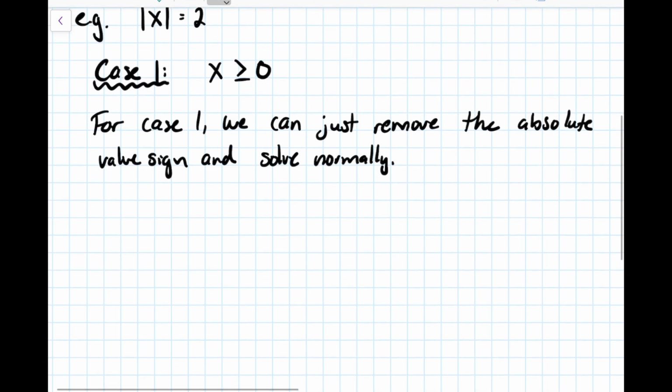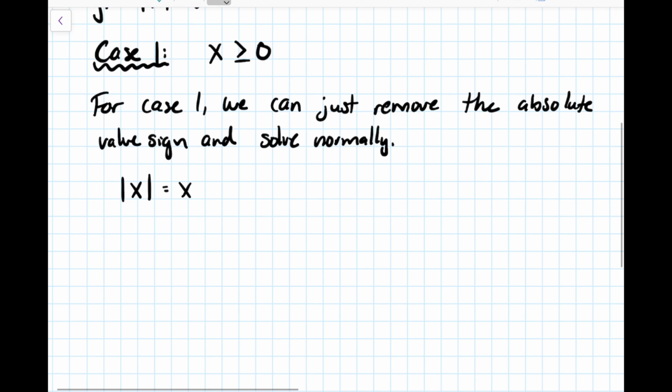So in this case, the absolute value of x is just going to be x, right? Because whatever is in there we're saying is bigger than 0, so the absolute value won't do anything. So if we have the absolute value of x equals 2, well, we're just going to get rid of the absolute value, which is going to leave us with just x equals 2, and hey, it's solved, it's done.